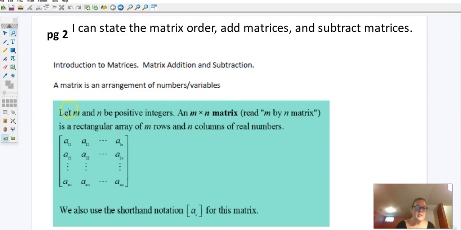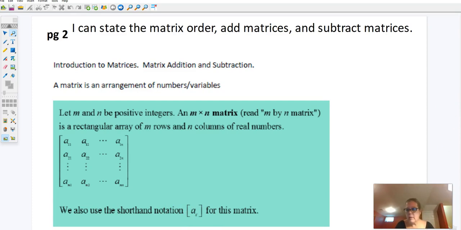So in this introduction to matrices, we're going to be looking at matrix addition and subtraction today. And then we're going to state the matrix order, like the size of it. So M and N are positive numbers, and an M by N matrix is a rectangular array of M rows and N columns of real numbers. We also use this shorthand notation. This symbol here means matrix.